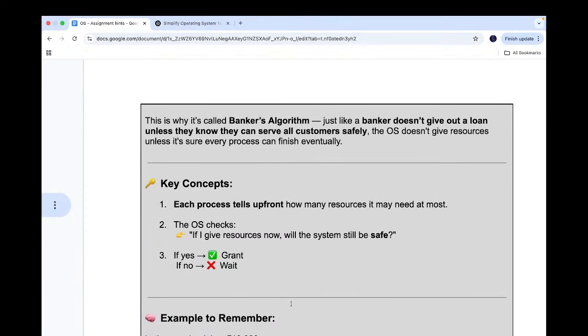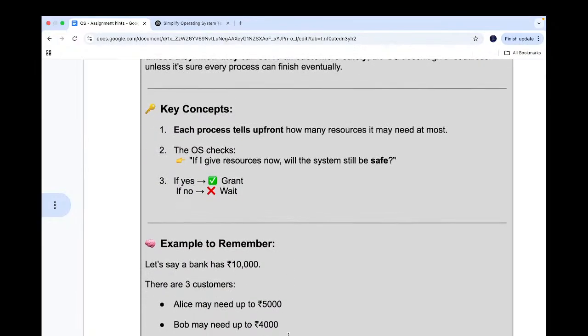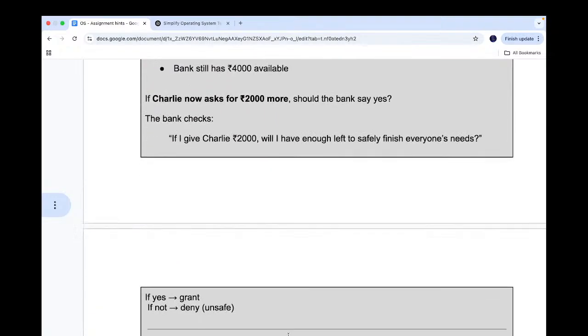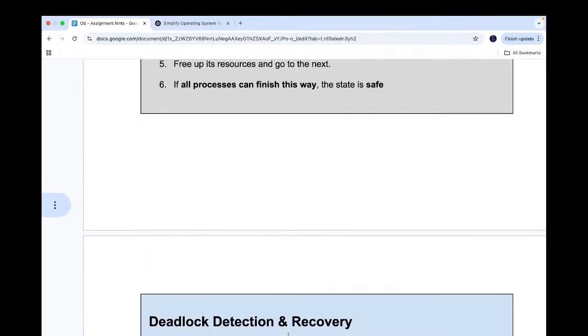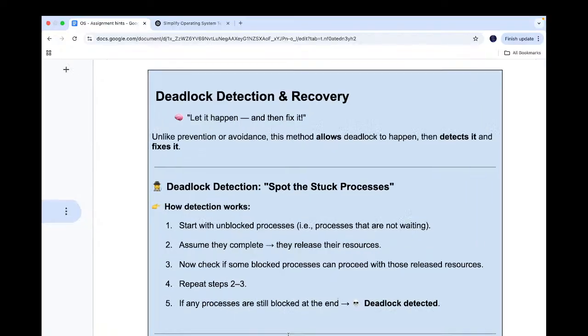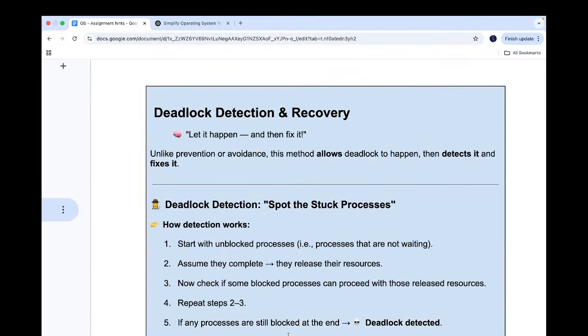Key concept: each process tells upfront the maximum number of resources it may need. The OS checks: if I give resources now, will the system be safe? Deadlock detection and recovery: let it happen and fix it then. Unlike prevention and avoidance, this method allows deadlock to happen, then detects and fixes it.